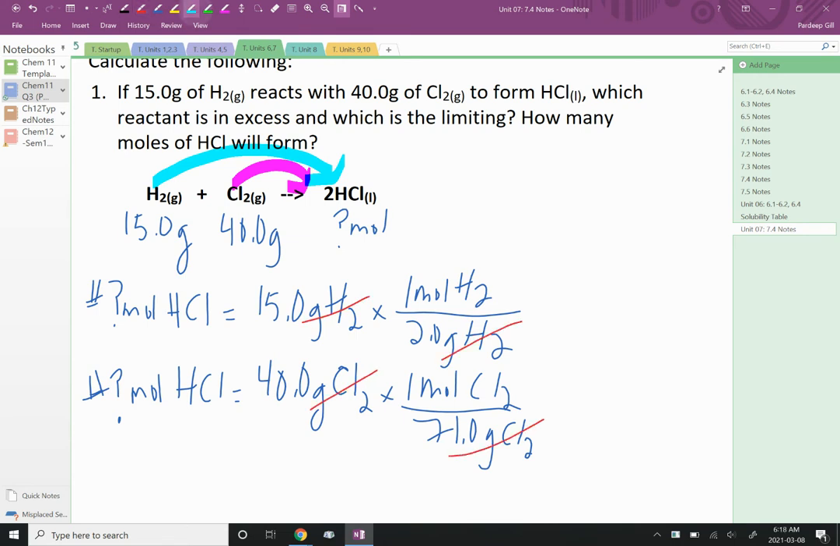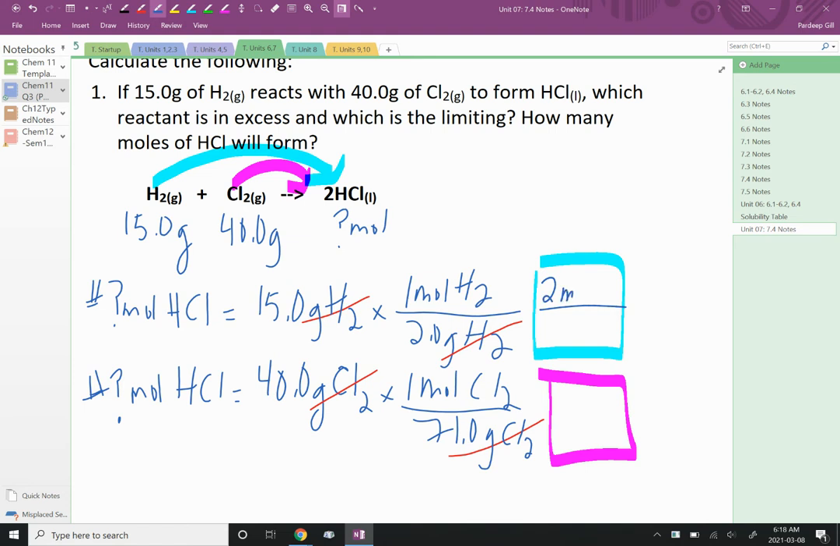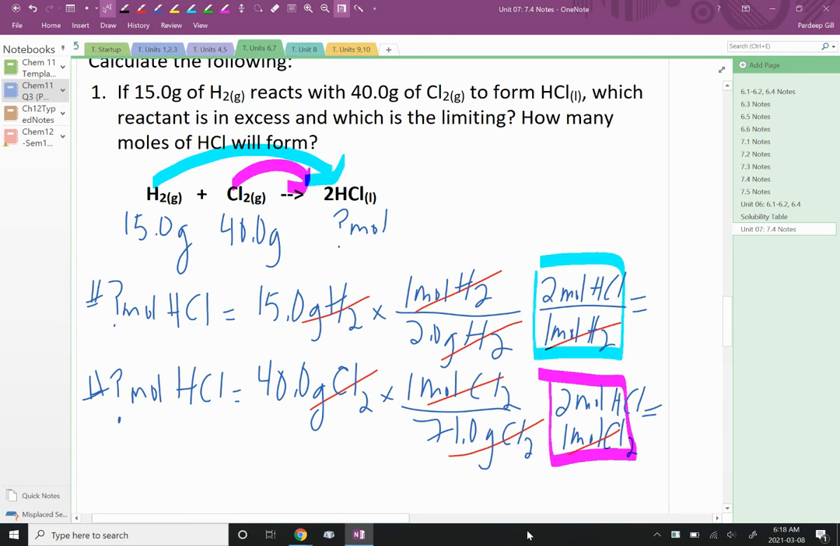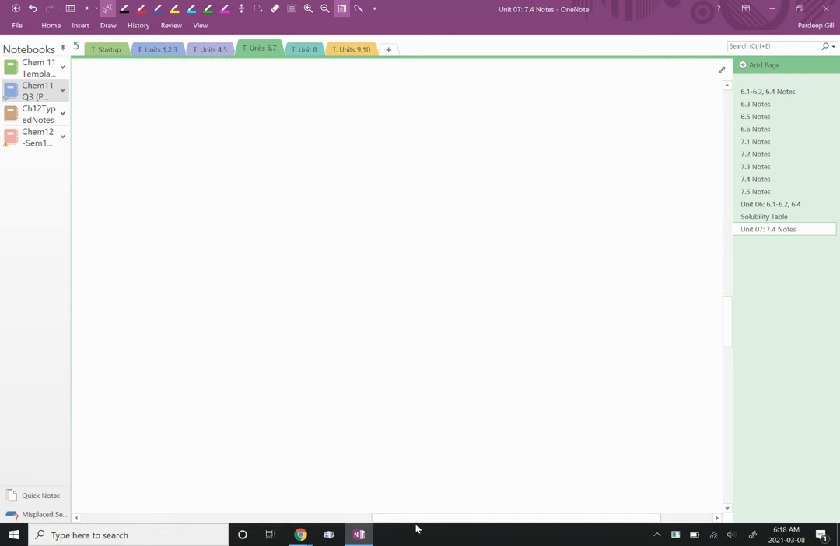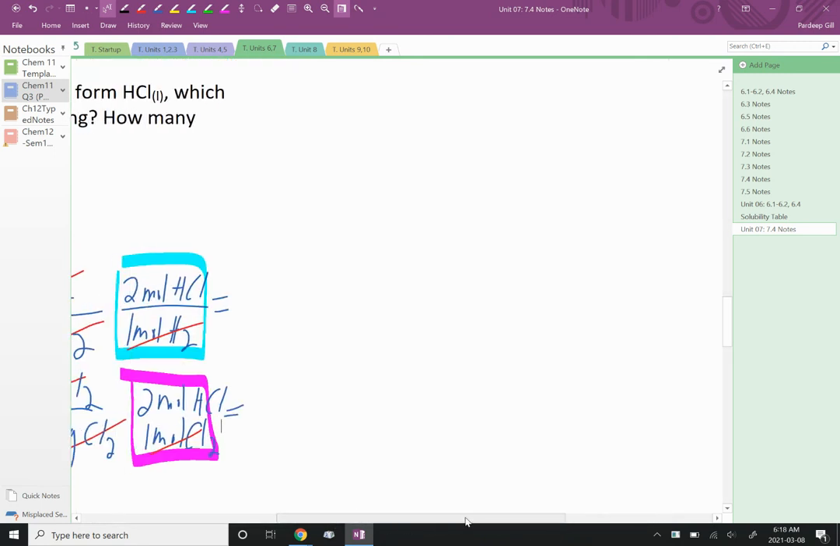Now I'm at the point where I can cross the mole bridge. It's a 1:2 ratio. For every 2 moles of HCl forming, I need 1 mole of H2, and for every 2 moles of HCl forming, I need 1 mole of this diatomic, Cl2. Working through this, I am left with what I need as my final set of units here.